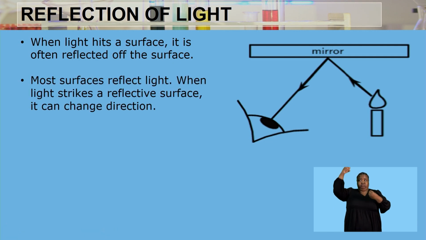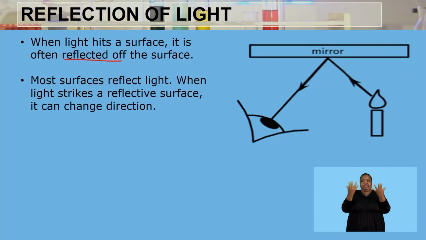When light hits a surface, it is often reflected off the surface. That means it often bounces off the surface. Remember that reflection is the bouncing back of light coming from the source, or rather from a luminous object, onto the surface, and if it bounces off that surface, it is said to be reflected.